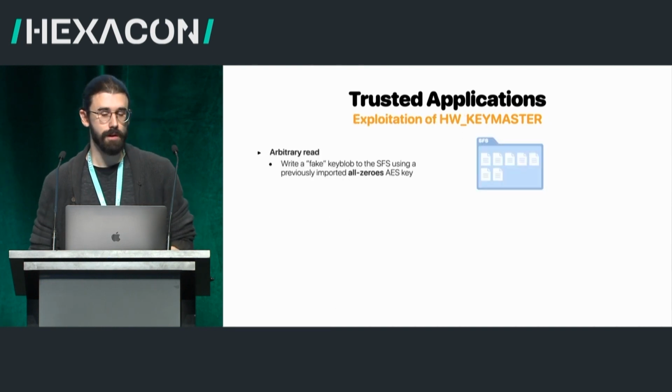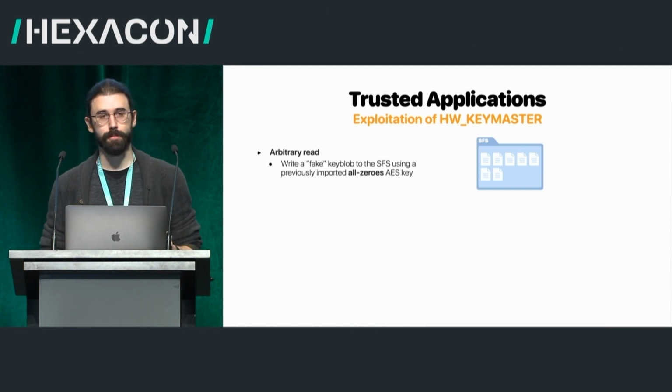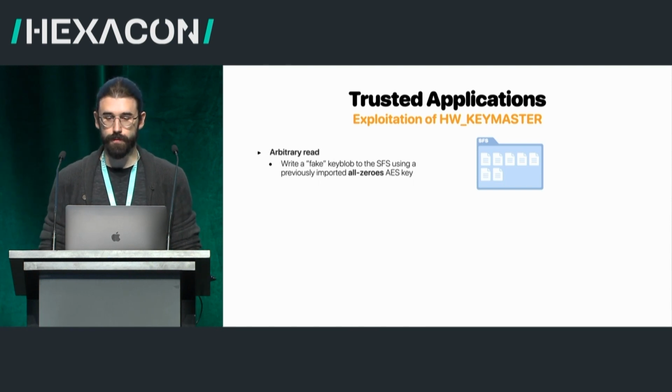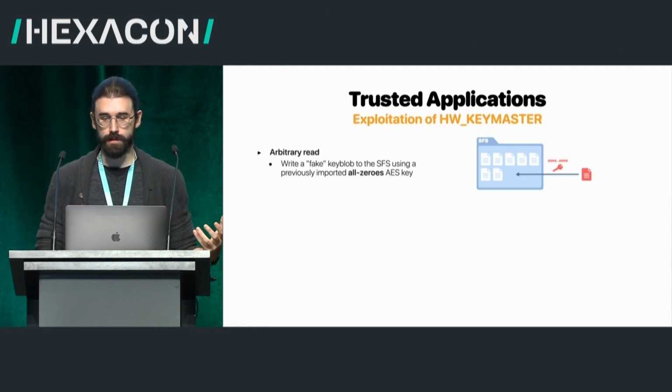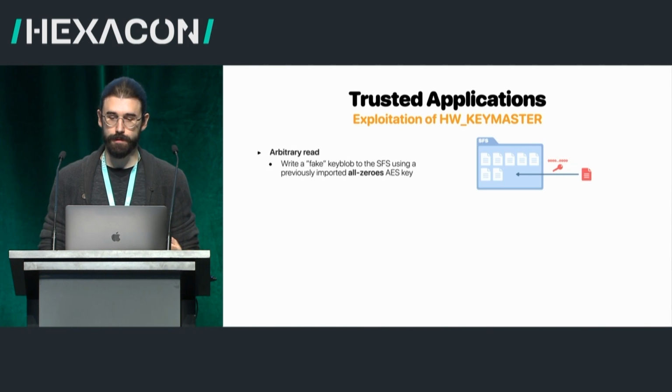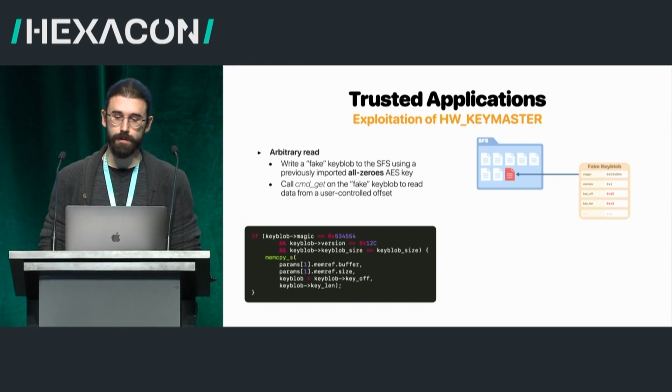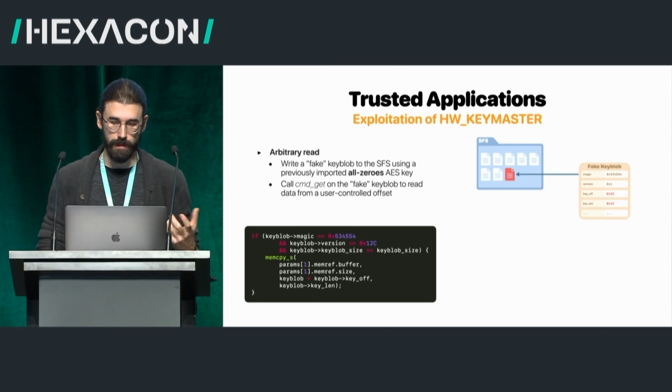So to exploit this trustlet, we are first going to construct read and write primitives. For the arbitrary read, we first import an all zeros AES key. We then use this AES key to create a fake key blob that we store in the secure file system using our first vulnerability. Because we control the key blob entirely, we also control the key length and the key offset stored in the key blob. And then by calling cmd-get, we can use these values to read memory relatively to the key blob address, as you can see in the snippet on the left.